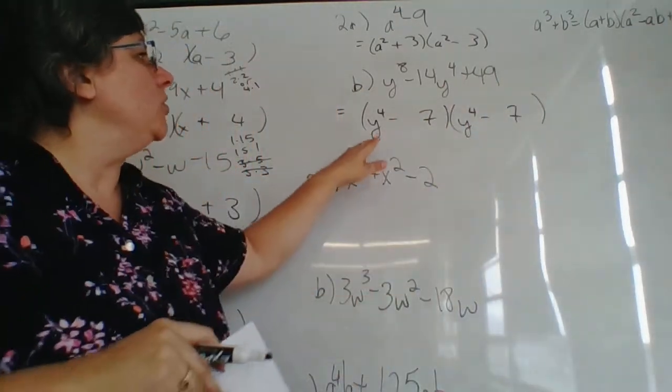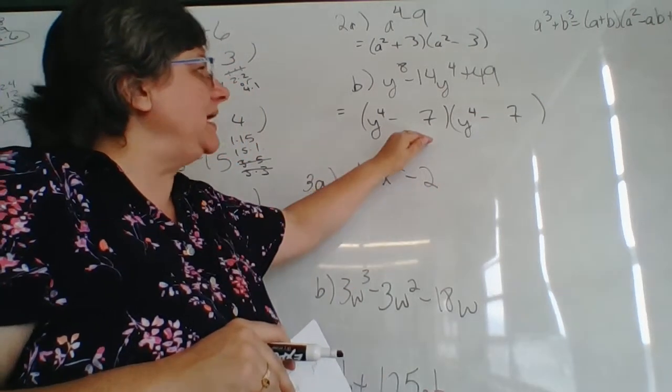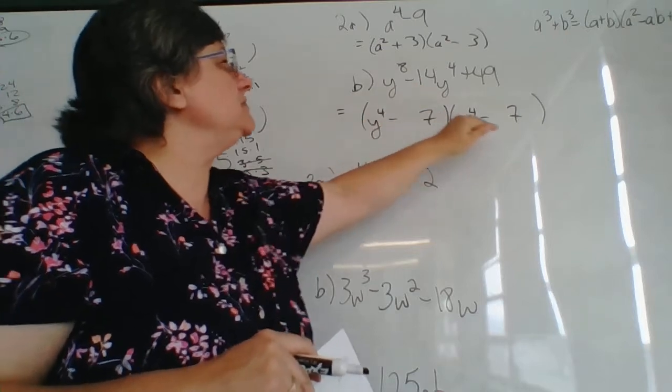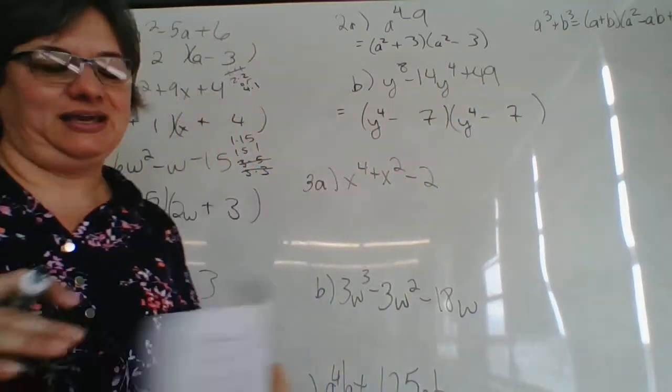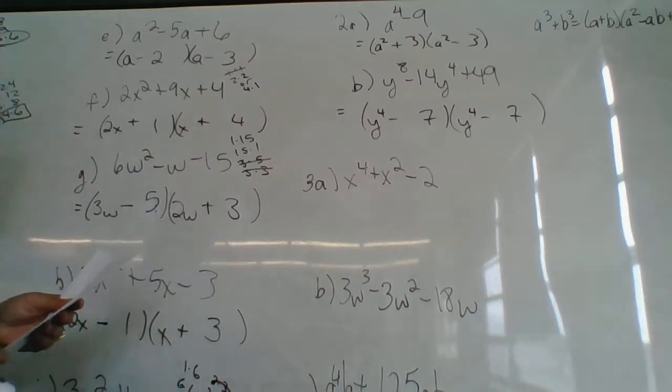Let's see if it works. Y to the 8th minus 7y to the 4th minus 7y to the 4th is minus 14y to the 4th. Negative times negative is positive 49. Excellent. Good job, everybody. Let's look at number 3.